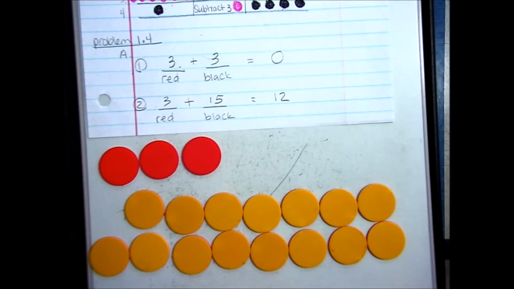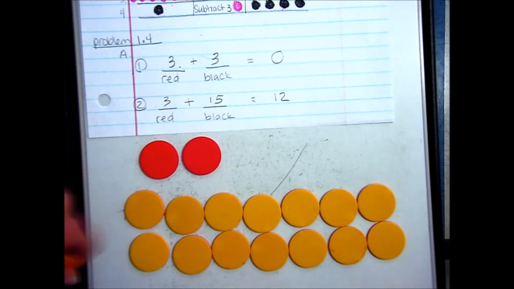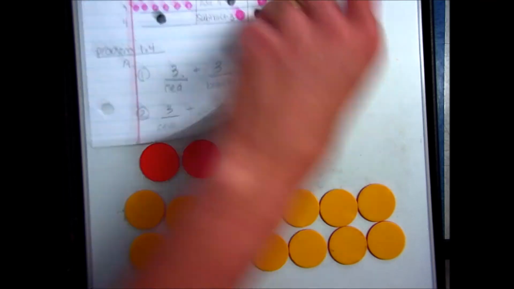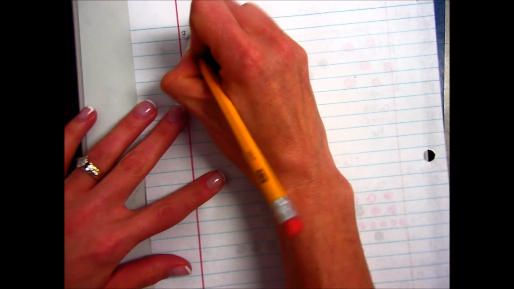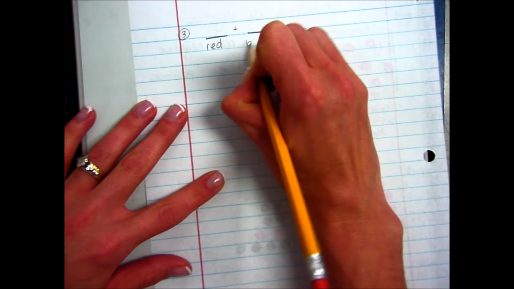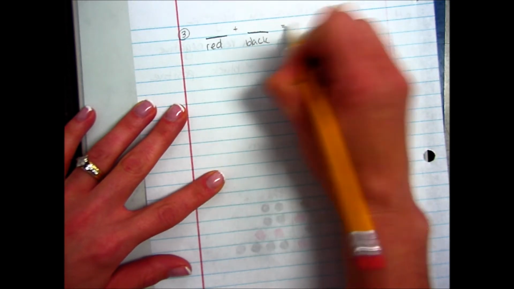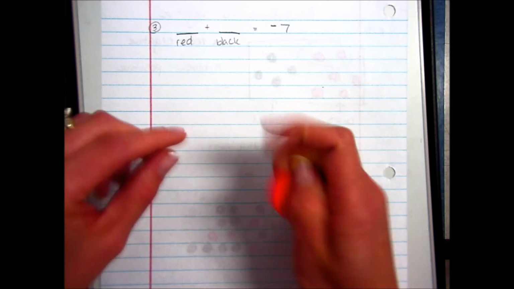Okay, Seth. 2 red plus 14 black. And that will do the same cancellation. Very good. 14 plus negative 2. Okay, number 3. Now what combination of red and black can we use to get a negative 7? So we want our answer to be a negative 7. Remember, that would be red.